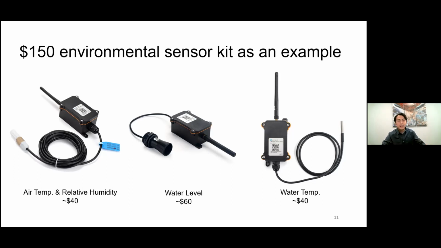And then you can connect various types of sensors to the transmission module to be able to monitor a variety of environmental parameters. On the left, this is what I have here, an air temperature and relative humidity sensor. And then the water level sensor I mentioned before utilizes ultrasonic waves to measure water level. And for water temperature, this is a very generic temperature sensor that you can submerge in the water to measure water temperature.